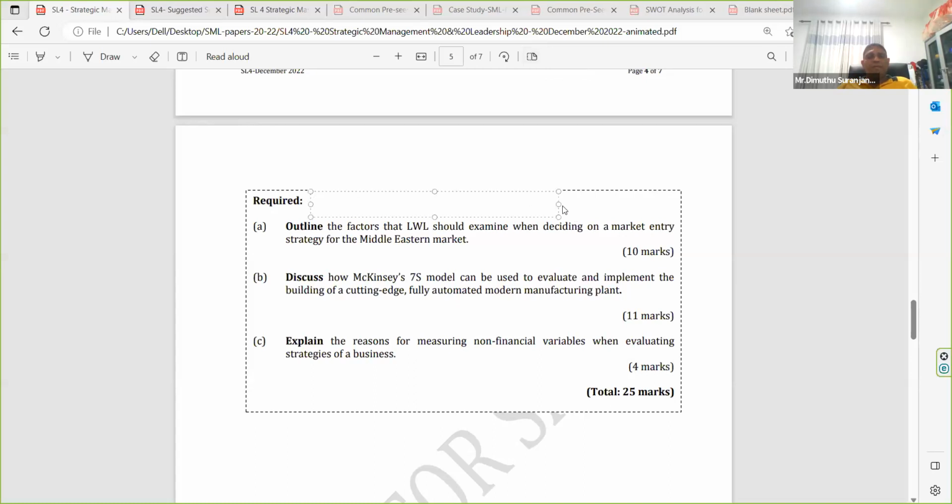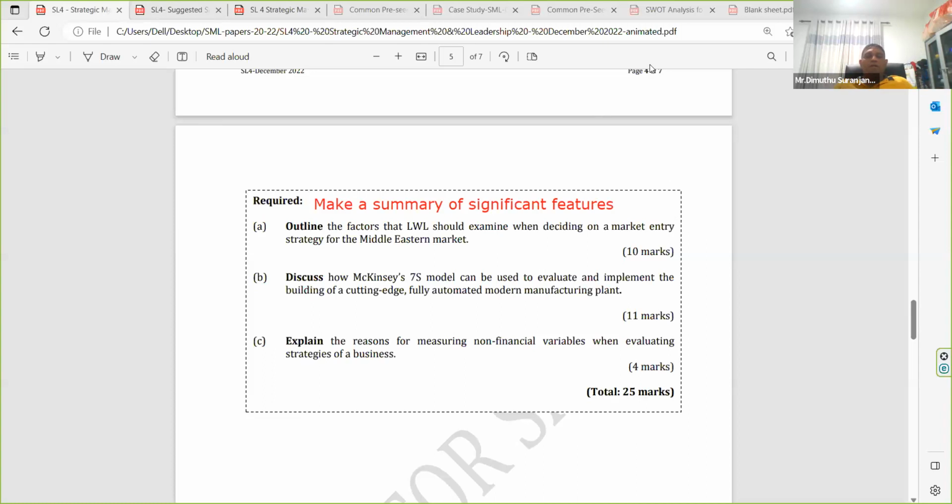Outline means make a summary of significant features. So no need for a detailed discussion here. Summary of significant features means you identify a factor, then give maybe 2 to 3 sentence explanations. Outline the factors that LWL should examine when deciding on a market entry strategy for the Middle Eastern market. 10 marks.